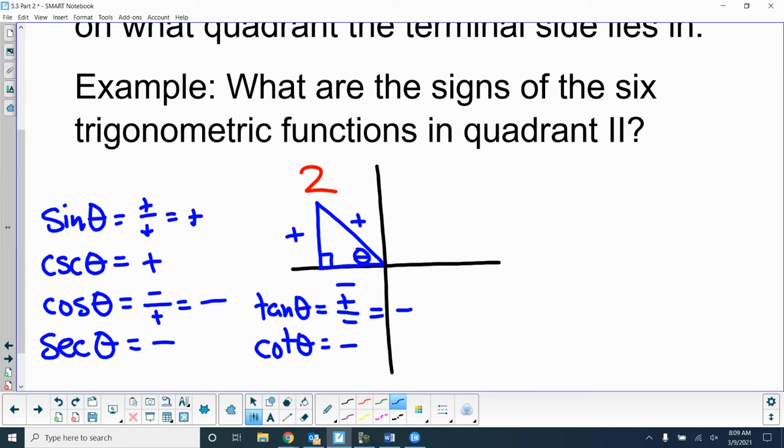Second quadrant, 2 of them are positive, sine and cosecant. The other 4 are negative. That's how you figure that out real quick. If it said the 4th quadrant, I'd draw my little triangle down here in the 4th quadrant. Again, I just know that that number is negative. That number is positive. Hypotenuse is always positive. And I just look at my sign. That making sense?